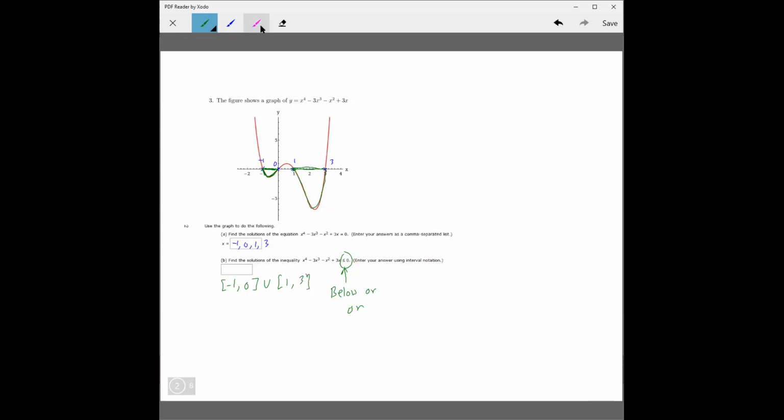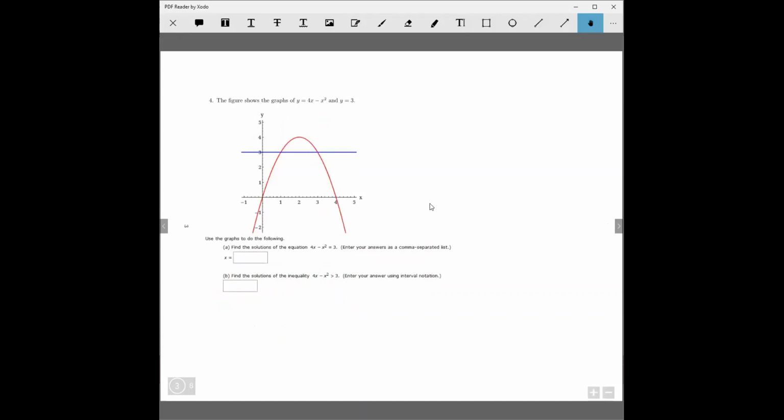Now this symbol here, this union symbol, you can get that if you just type out the word union, or you can select it in the set menu in WebAssign. Okay, so this is the answer to the second part right here. Okay, great. So again, this is less than or equal to, below or on, so it'd be these values here.